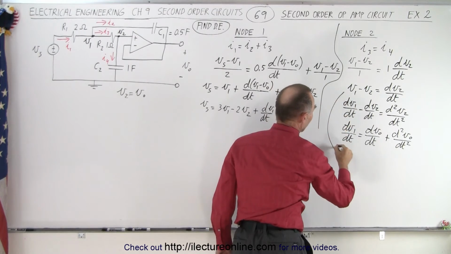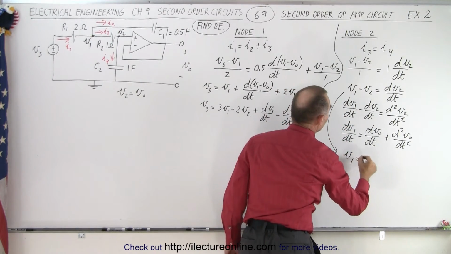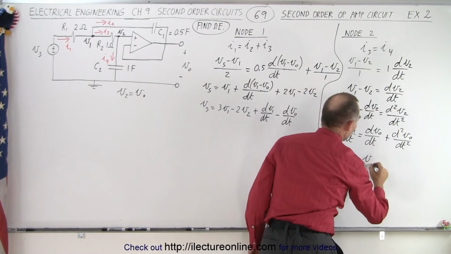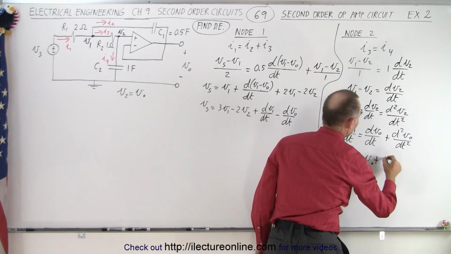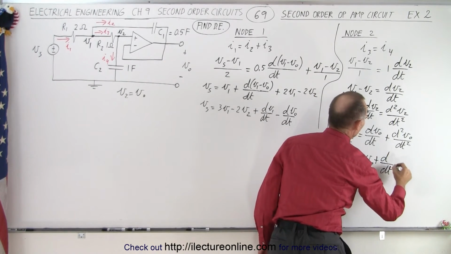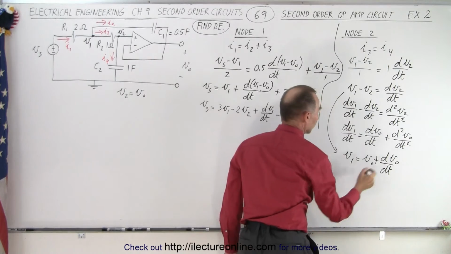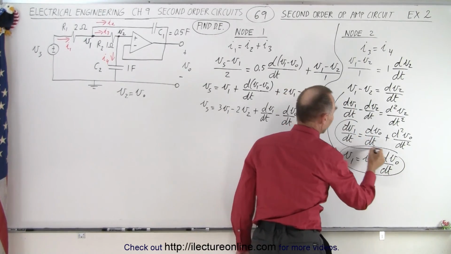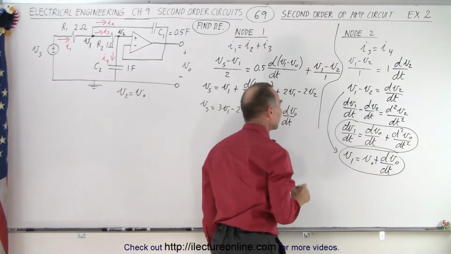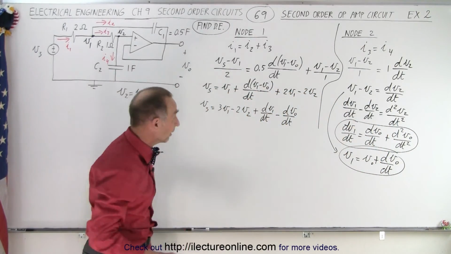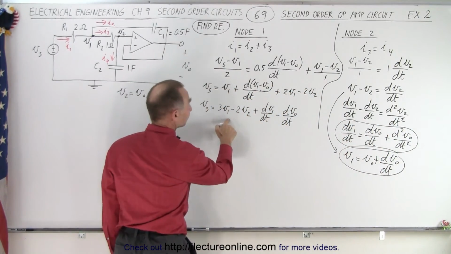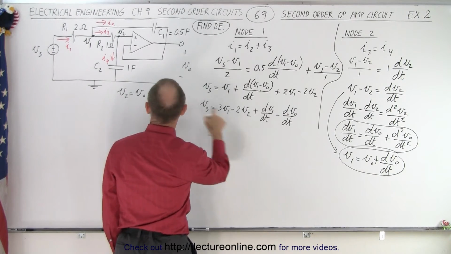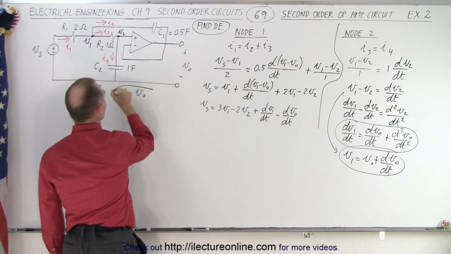So then I can also write that V1 is equal to, bringing that across, the output voltage plus the first derivative with respect to time of the output voltage. So now we have something to replace V1 with. We have something to replace the first derivative of V1 with. And so let's go ahead and do that and see what we get over here. And V2, that's going to be the output voltage.